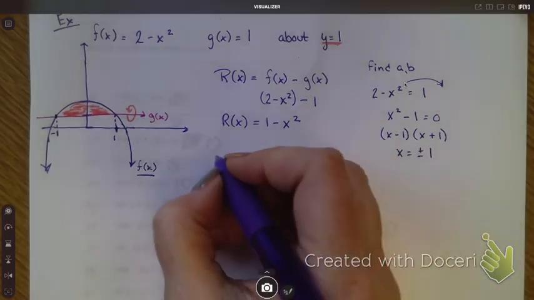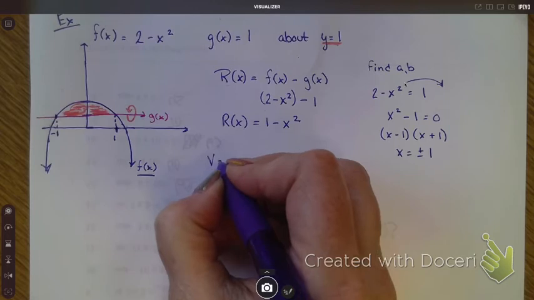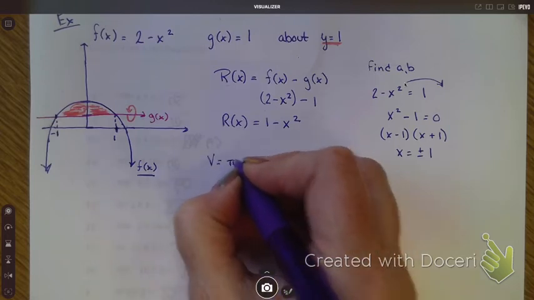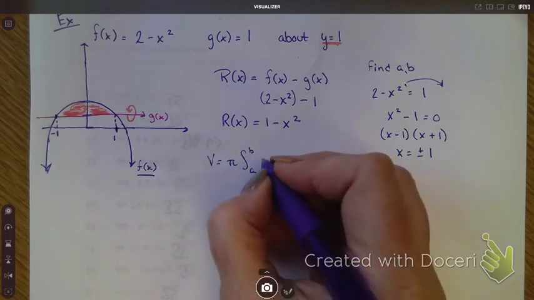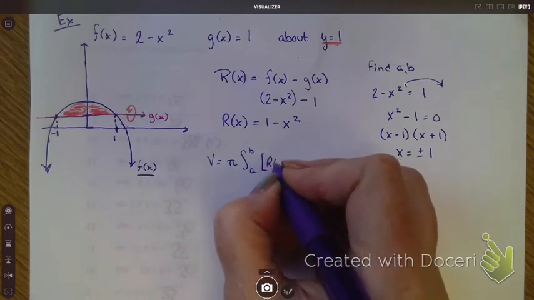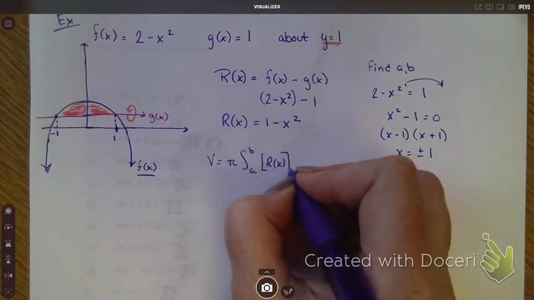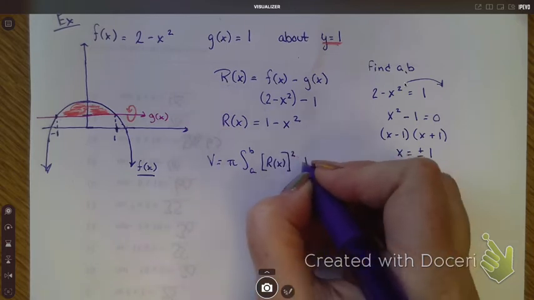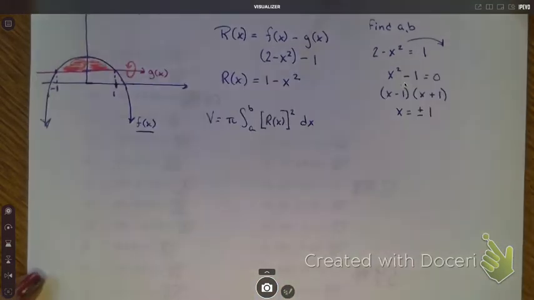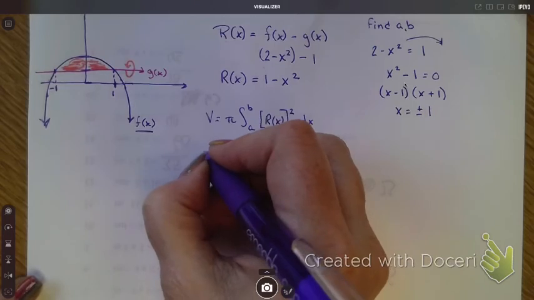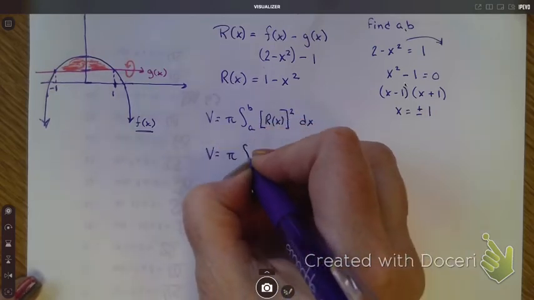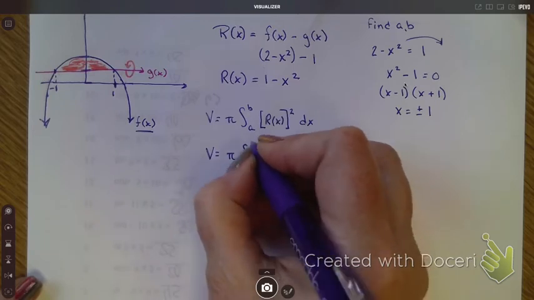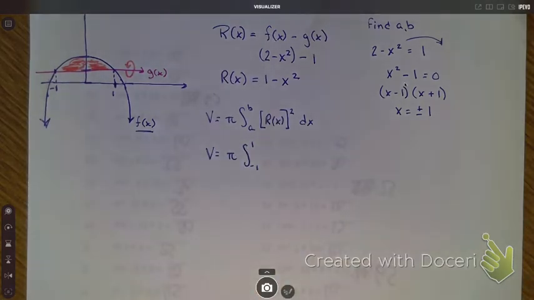Okay, so now I can find the volume. So we have pi times the integral from a to b of r of x squared dx, correct? So what's a to b? Negative 1 to 1. And we found that by just putting them equal to each other, like you had to do in 7.1.